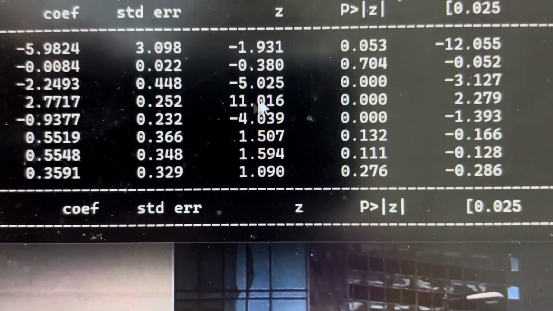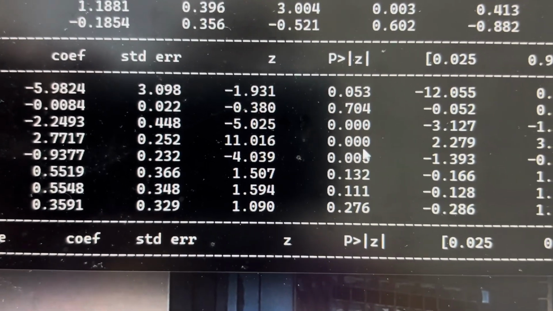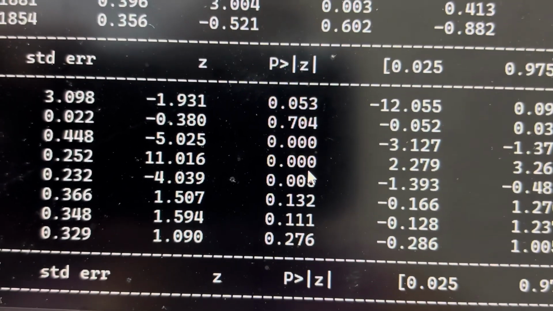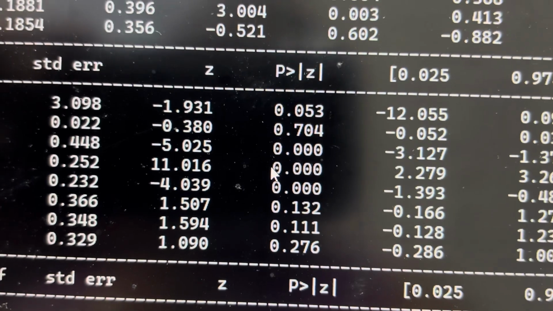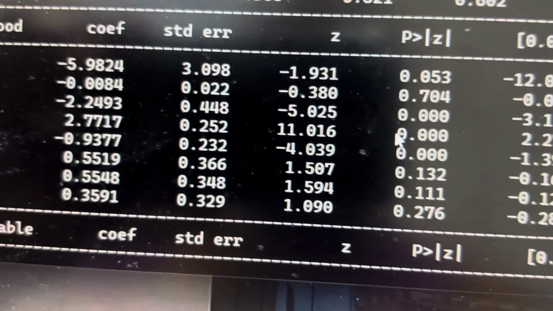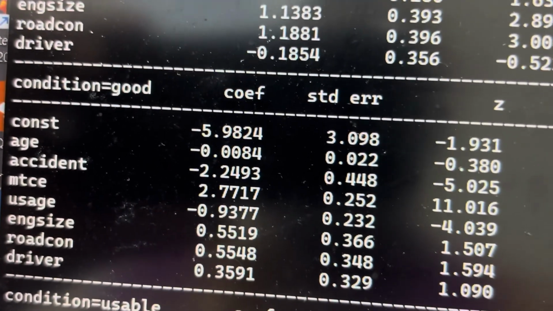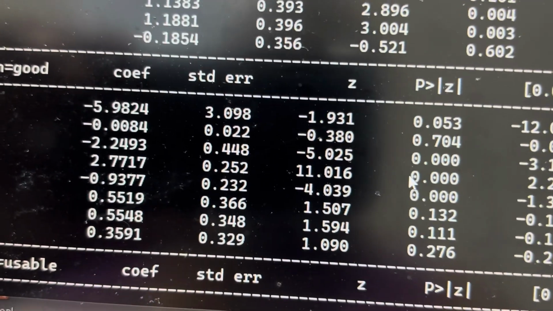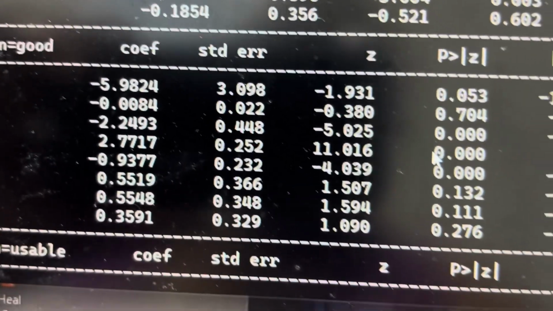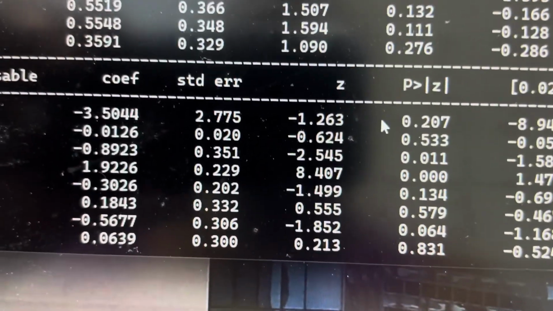Now let us see the ones that are significant there. The significant ones here are 3, and those three are: accident is significant, usage is significant, and engine size is also significant according to the p-value here, and that is it. So now let's still move up.